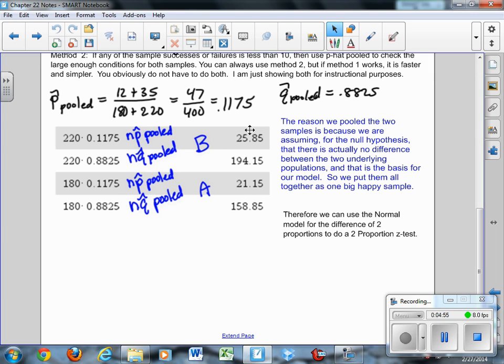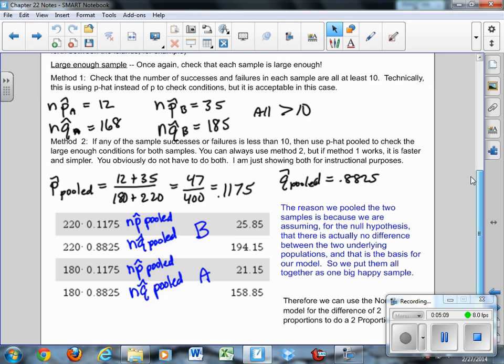So this method, method 2, is always correct to use, and you'll notice it gives us larger values for our successes than we had using the samples. So if the sample's large enough, then we can be pretty well assured that the pooled values are going to be large enough too. So we don't necessarily need to do the pooled values if these are already okay. So that's the idea here.